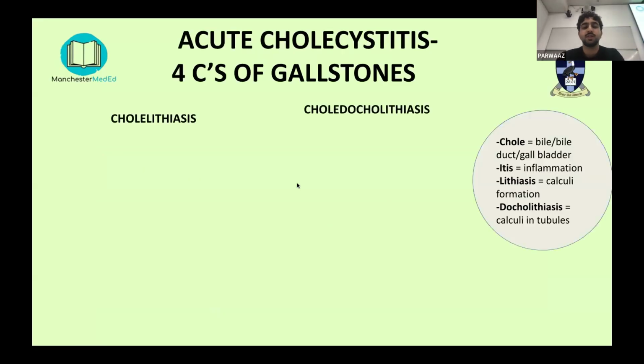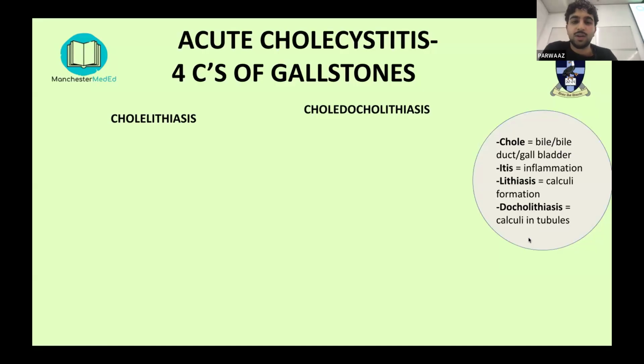So the main thing that used to confuse me on third year placement was these 2 words, yeah. And I'd absolutely hate seeing them because I didn't know what they meant. So I'm going to go through them now. And if you look on the right side, this essentially explains anything going on in the right upper quadrant. So chole always means something to do with bile, gallbladder, bile duct, okay, as a prefix. Itis, inflammation, okay. Lithiasis means calculi formation, and docholithiasis means calculi formation in the tubules, okay.